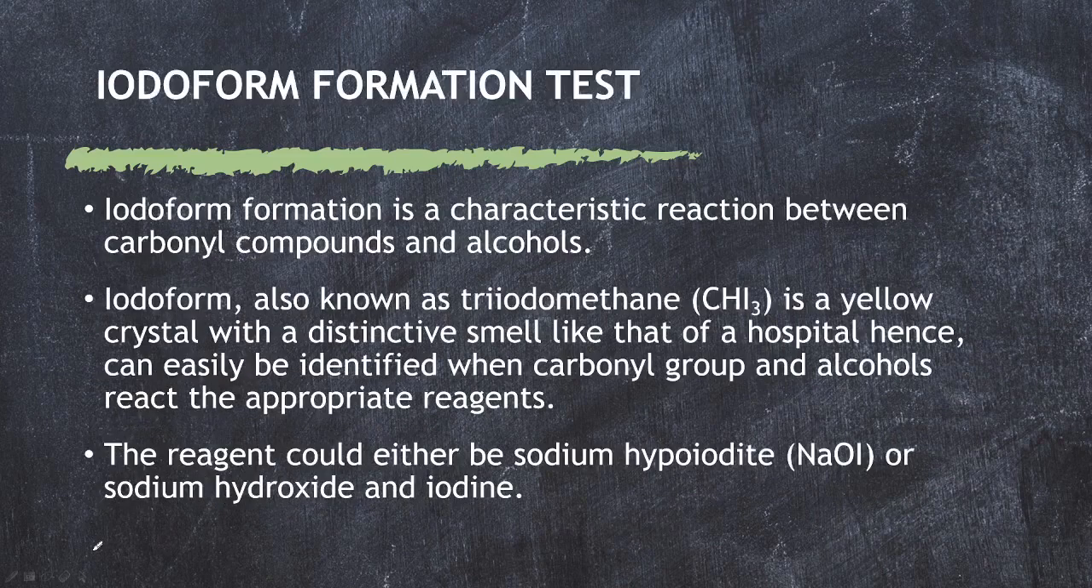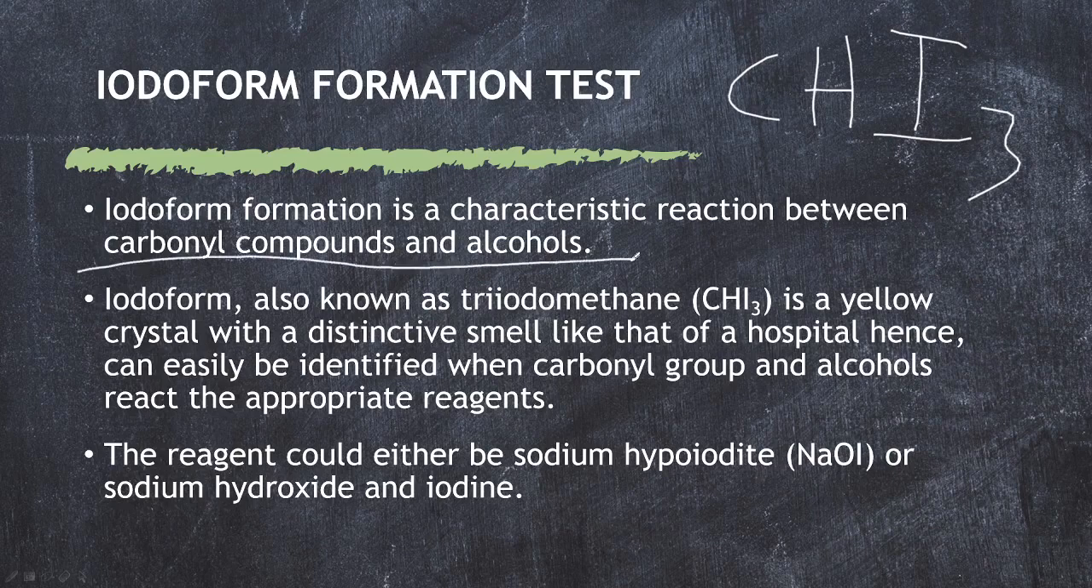Now the next test we're going to be talking about is the iodoform formation test. Iodoform is triiodomethane, that is CHI3. Iodoform is a characteristic reaction between a carbonyl compound and an alcohol. This test won't give you a final inference because there are two compounds which could undergo it: carbonyl compounds and alcohol.